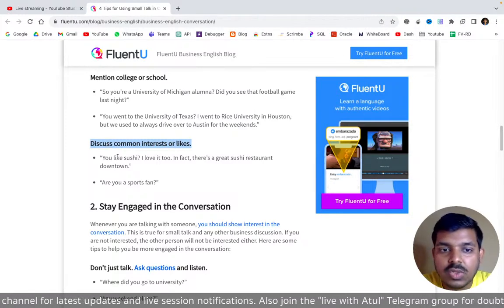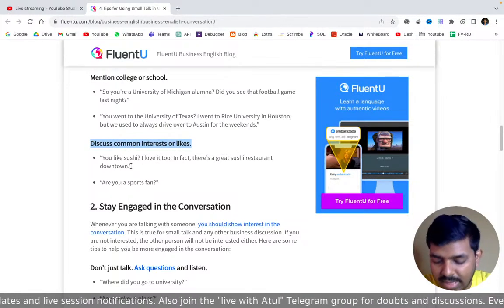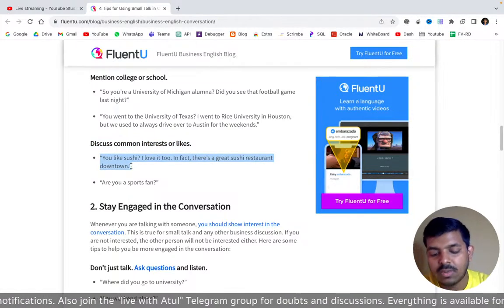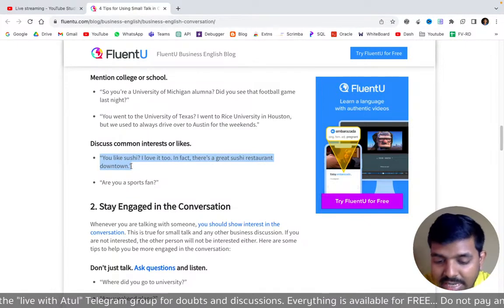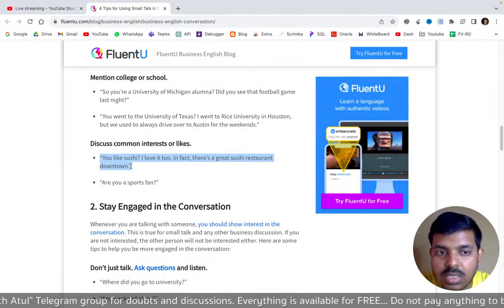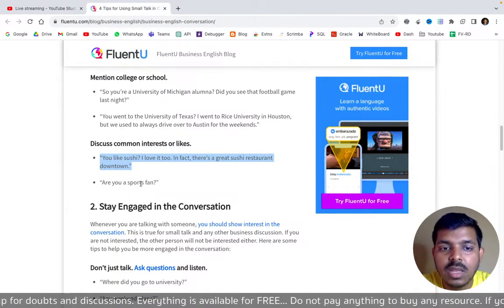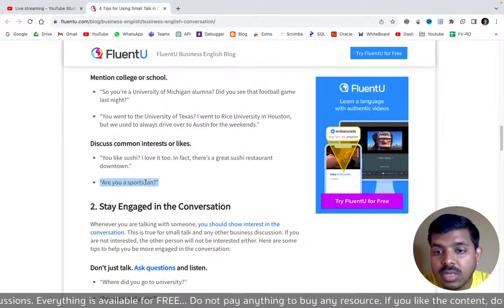So you like sushi? I love it too. In fact, there's a great sushi restaurant downtown. So what is happening here is that they are both finding common ground on a dish which they both like. And if you have already tasted something in the local town, then you would surely like to recommend it to the other person.